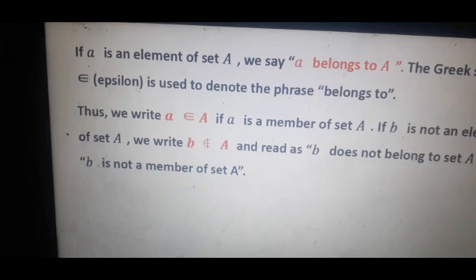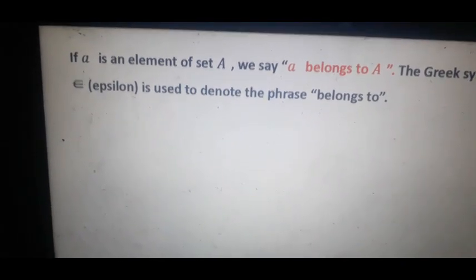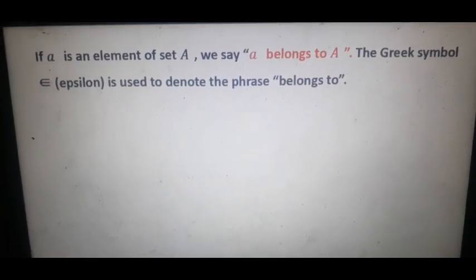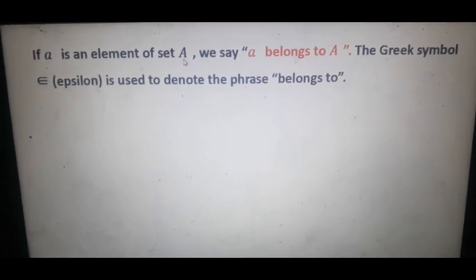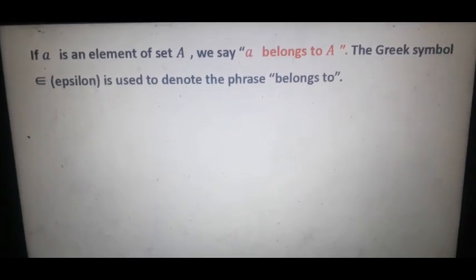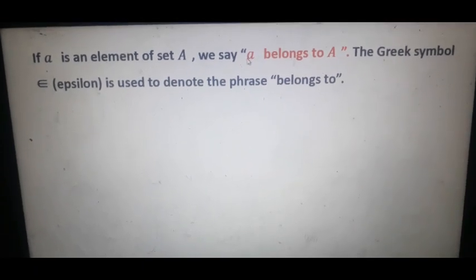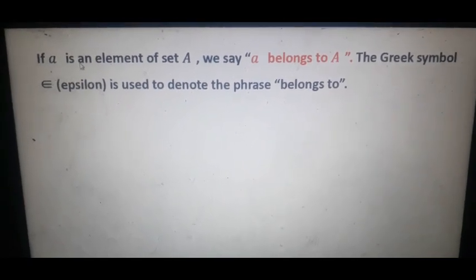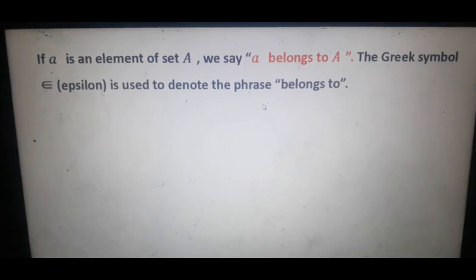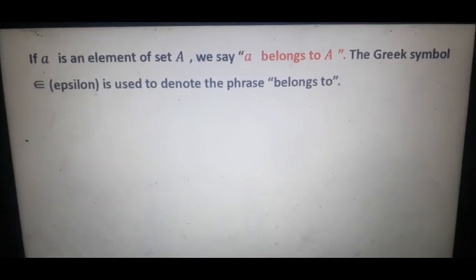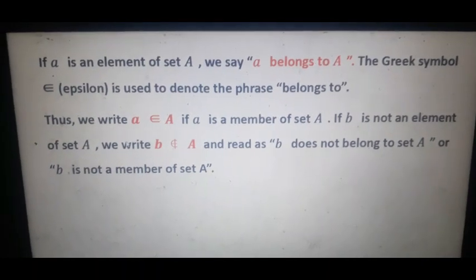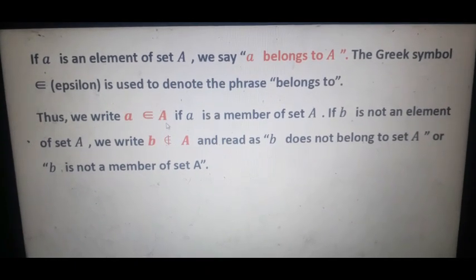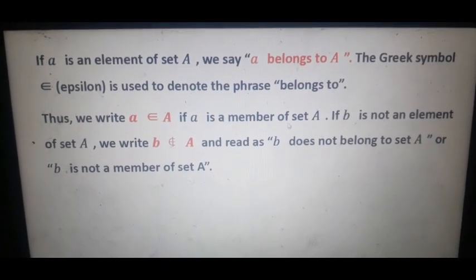For example, if a is an element of set A, we say a belongs to set A. If small a is contained in set A, we say small a belongs to capital A, where capital A is the set. The Greek symbol epsilon is used to denote belongs to. Belongs to means is an element of. We write: if a is an element of the given set A, we say a is a member of set A.